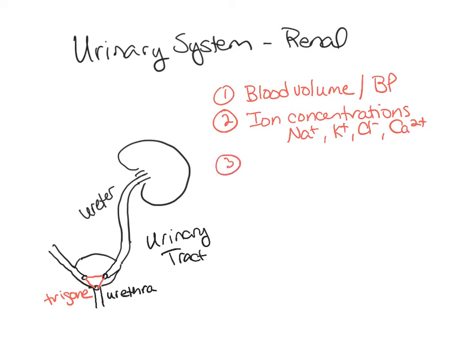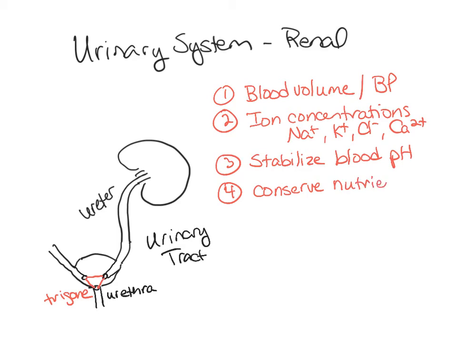Third, it helps to stabilize pH of your blood. Okay. And then fourth, it helps you to conserve nutrients so that you're not getting rid of nutrients. You're keeping nutrients like glucose and amino acids so that you can make ATP. And at the same time, it removes wastes. So it's keeping the good stuff and it's getting rid of the bad stuff. And then lastly, it detoxifies poisons and toxins.